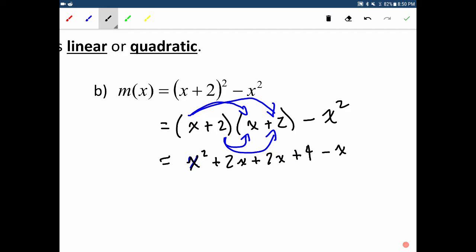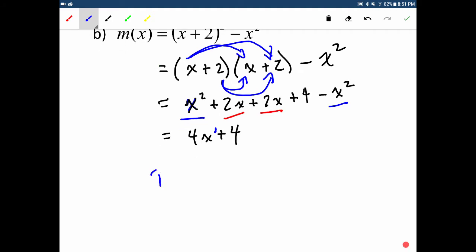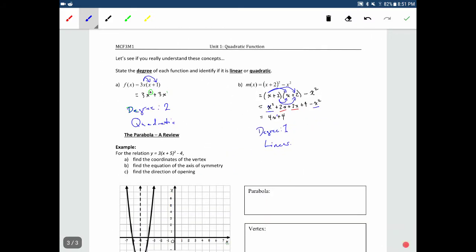Now we've got our minus x squared. And now we get to collect our like terms. And if you look, we have an x squared and an x squared. And because one's positive, one's negative, they actually cancel each other out. And we have a 2x plus 2x. So we're left with 4x plus 4. And if we look there, there is no exponent. The only exponent is the invisible 1, which means that the degree is 1, which means this is linear. And there we go. Okay?